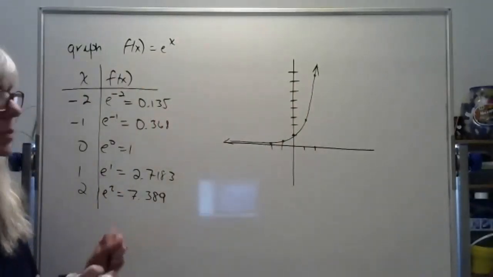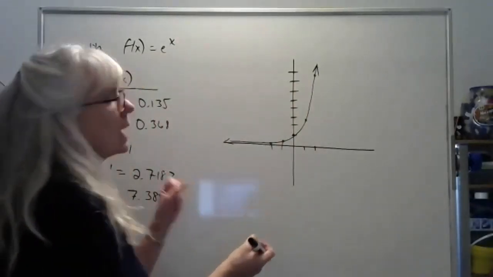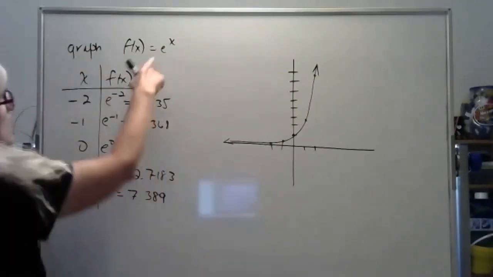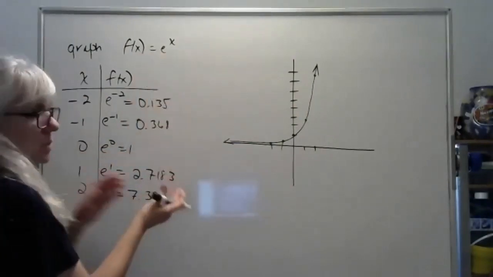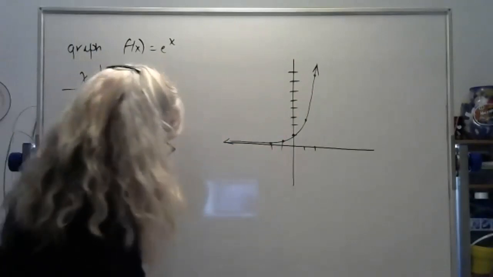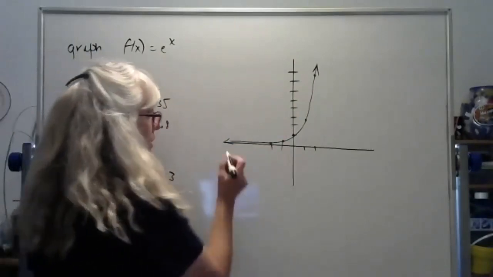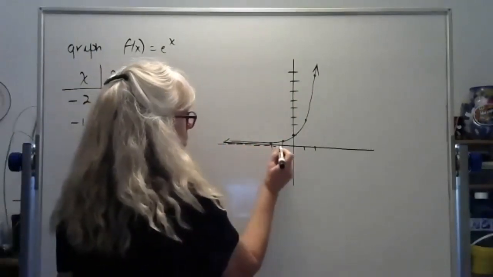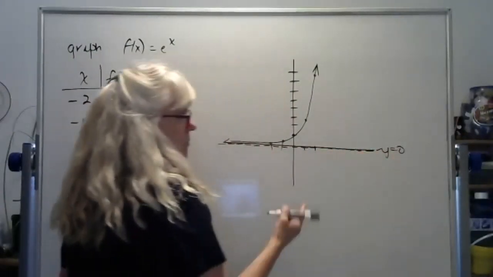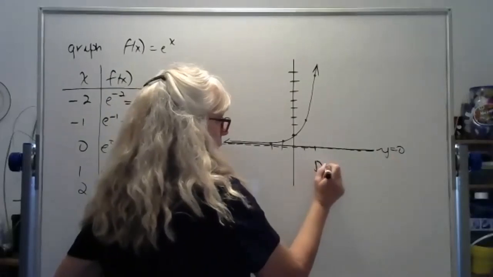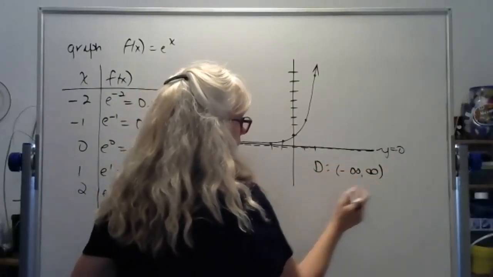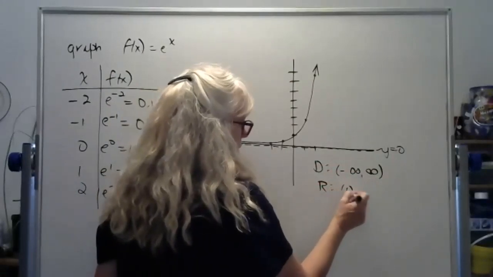And if we were to put this graph on the same grid as 2 to the x and 3 to the x, because this base is 2.7, which is between 2 and 3, you'd see this graph lies right between those two. So it just comes up really often in the business world and in the biology world for exponential growth curves. It still has a horizontal asymptote at y equal to 0. Domain is still all real numbers. And the range is still 0 to infinity.